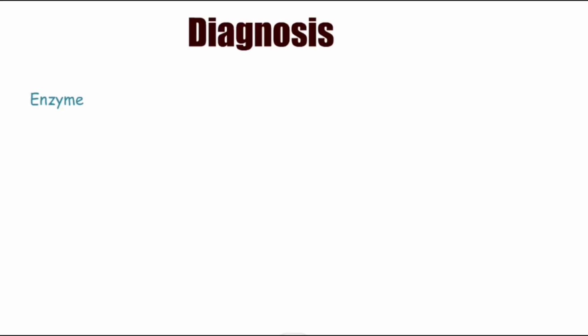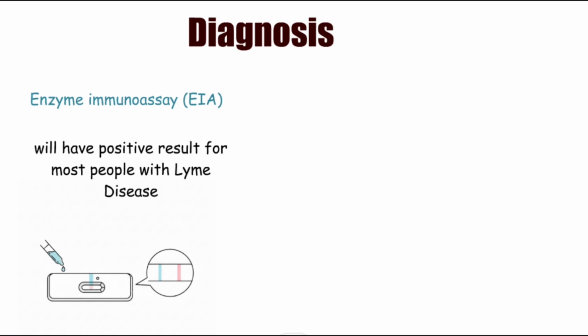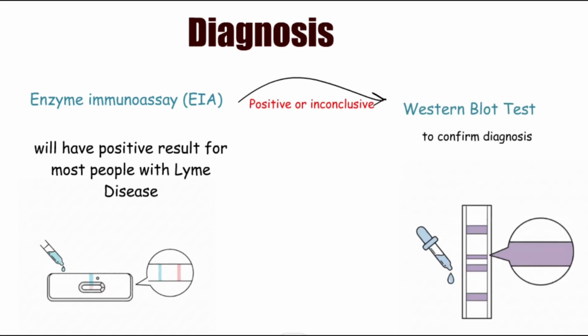Now let's talk about how Lyme disease is diagnosed. The first step is the enzyme immunoassay, EIA test, which gives positive results for most infected individuals. If the EIA test is positive or inconclusive, a Western blot test is performed to confirm the diagnosis.